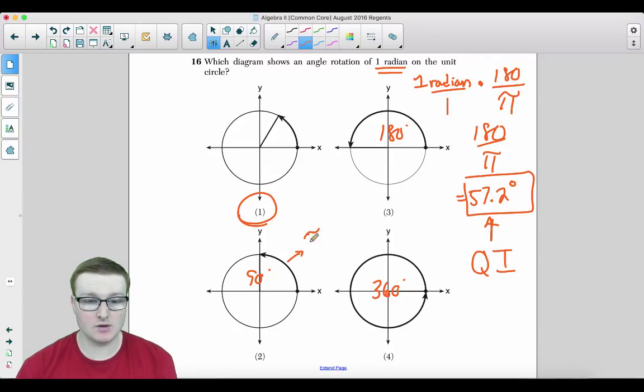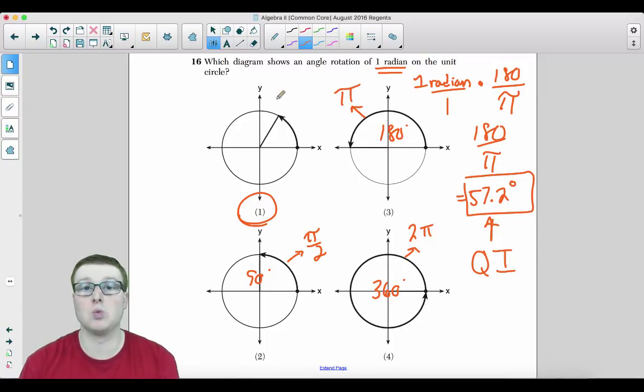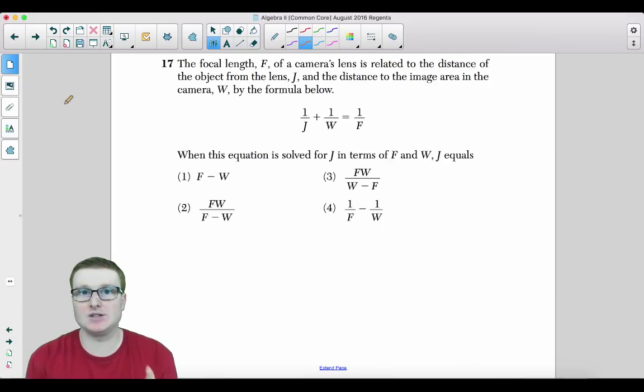This shows pi over 2 radians. If you want these in radian measure, this shows pi over 2 radians. This shows 2 pi radians, and this shows pi radians. This is 1 radian, okay? Don't get confused with radians and pies. Radian does not mean pi, okay?